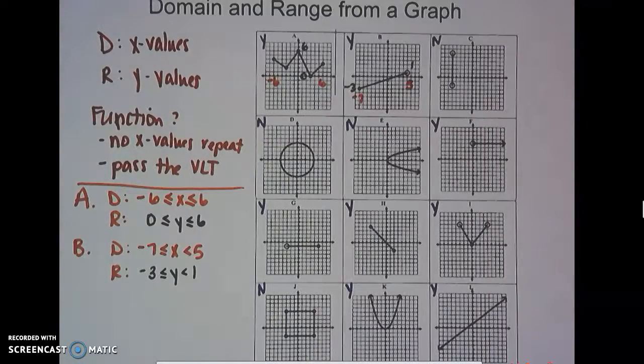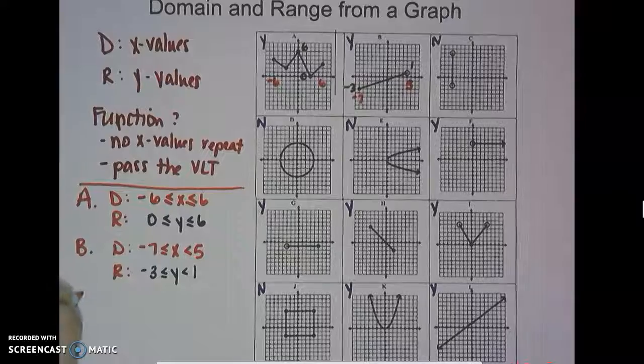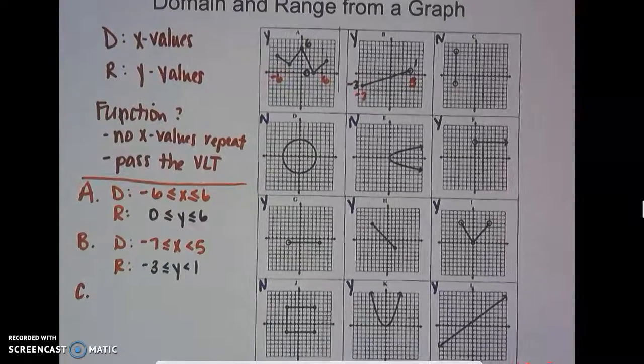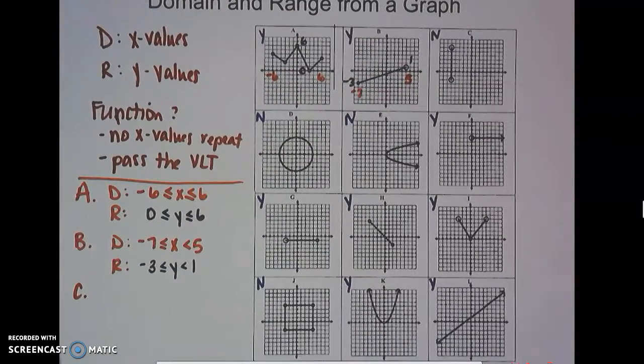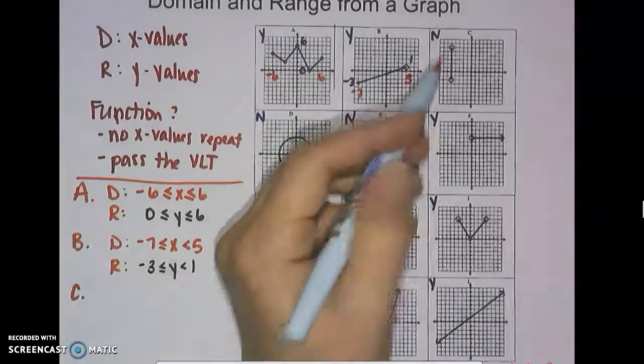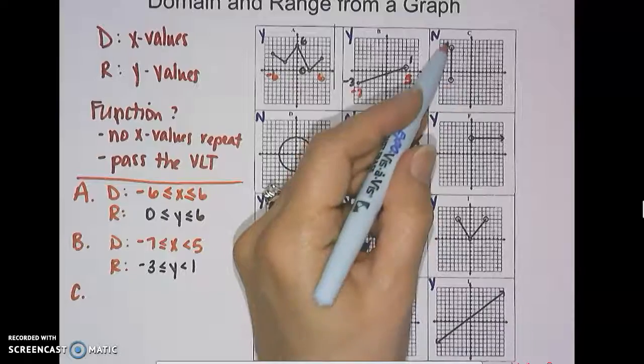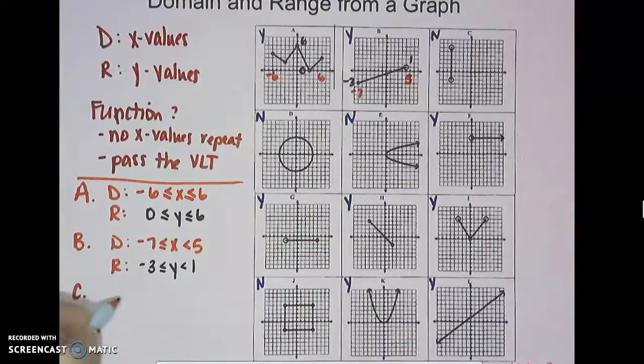All right, let's take a look at, we'll go to letter C next. So how does that one look a little bit different than what we've seen so far? So 1, it's a vertical line, and 2, it's got open circles on both sides.